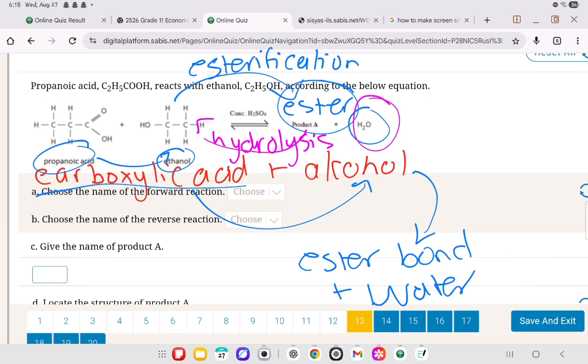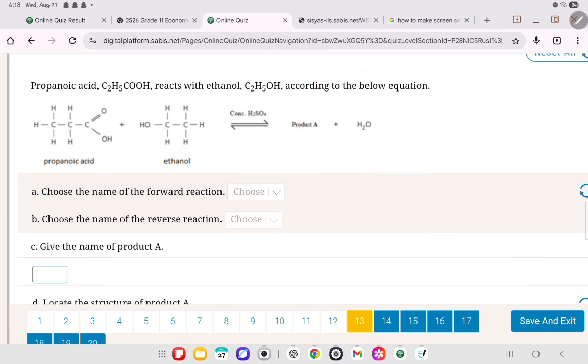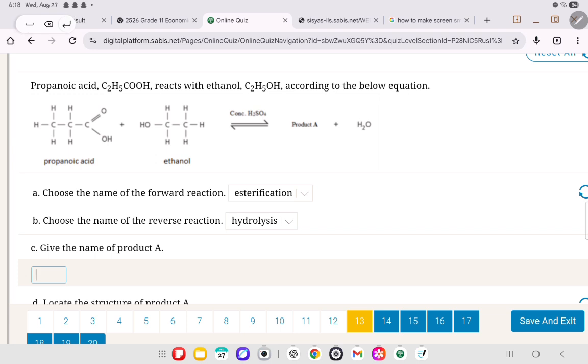Again, carboxylic acid plus alcohol, ester bond plus water. So acid plus alcohol is going to form esterification, but ester bond plus H2O, it's going to form hydrolysis. So the forward reaction, because we are producing an ester, is called esterification. And the backward reaction, because we're adding water, is called hydrolysis. Now, we come to the naming of the products. I hope you remember how to name the products.